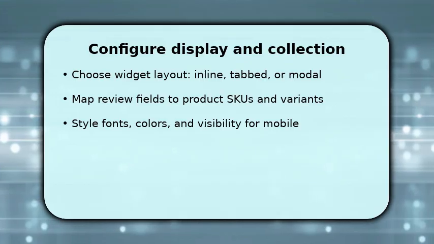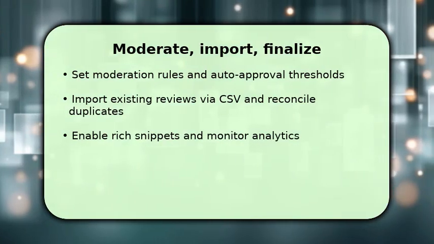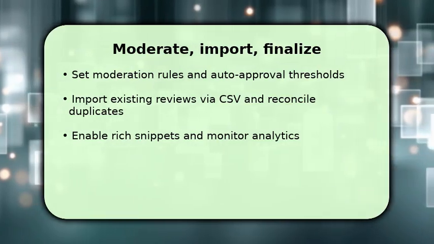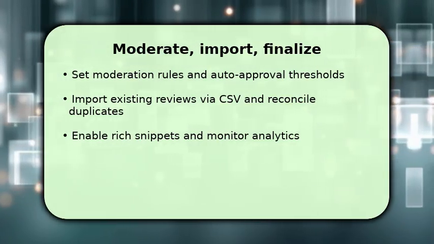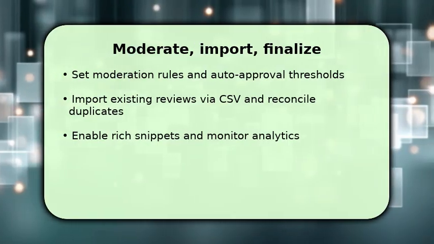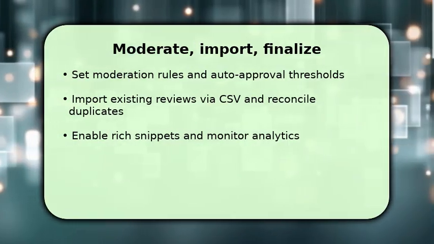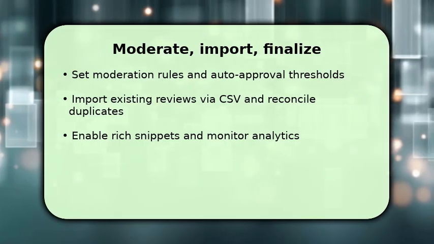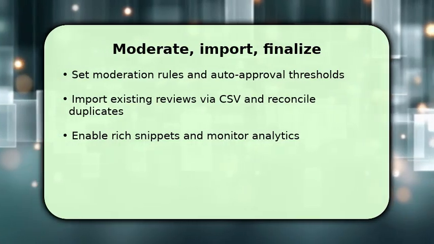You'll establish auto-approval rules for trusted reviewers and a manual queue for new contributors. This balances efficiency and quality. Import a CSV to seed historical reviews and use dedupe tools to reconcile duplicates. Finally, watch analytics for review velocity and conversion impact, and tweak email reminders.